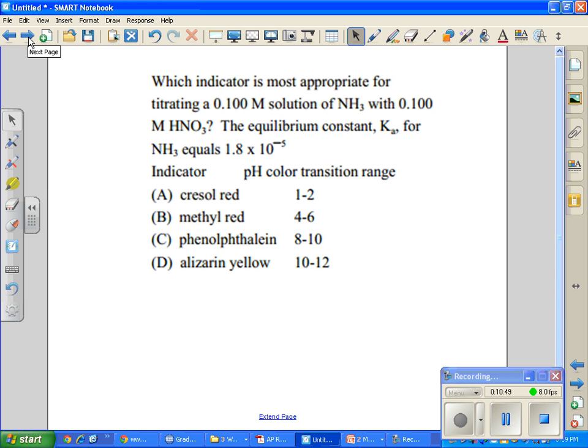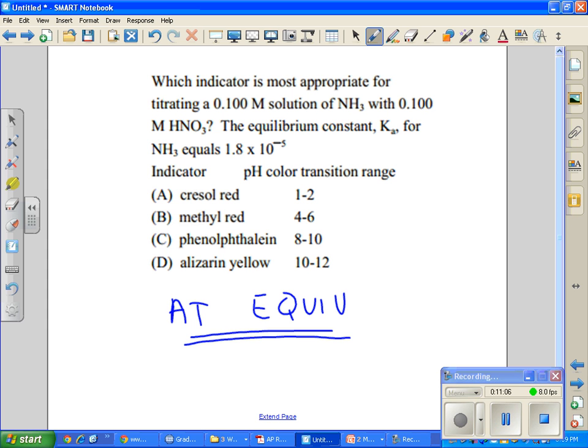Last thing is, how do we pick an indicator? When you pick indicators for titrations, like we did when we did our titration curve, you pick the indicator so it changes color after equivalence. At equivalence or after, right around that range. So at equivalence or just right after, that's the idea. So if you notice, you're titrating a weak base in this problem with a strong acid. We know that the only titration that has a pH of 7 at equivalence is a strong acid, strong base. Whenever you have a strong acid titrating a weak base, what's going to happen is it would look like this.